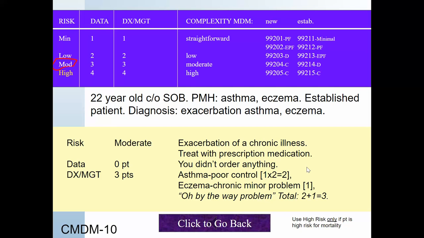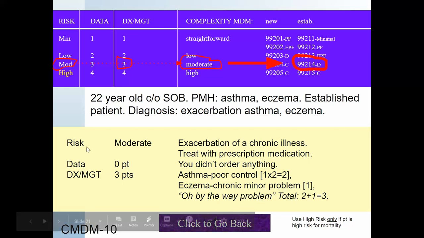So now this is where we put it all together and we allow our worksheet to start working for us. So the 22-year-old with shortness of breath, a past medical history of asthma, eczema, an established patient with an exacerbation of asthma. First off, the risk is moderate. Why? Because this is an exacerbation of a chronic illness, and we're treating with prescription medication. So this is moderate risk.